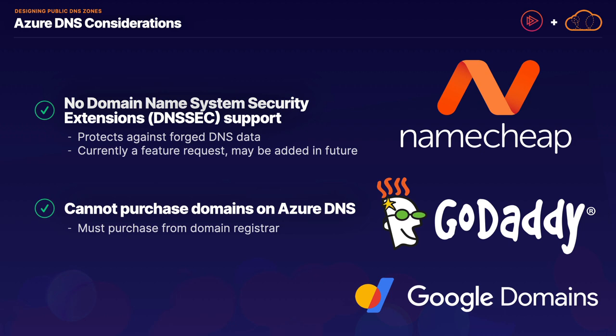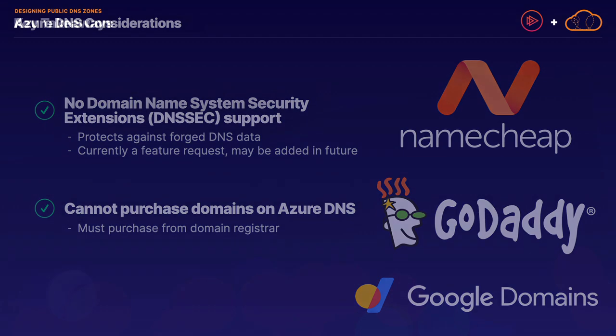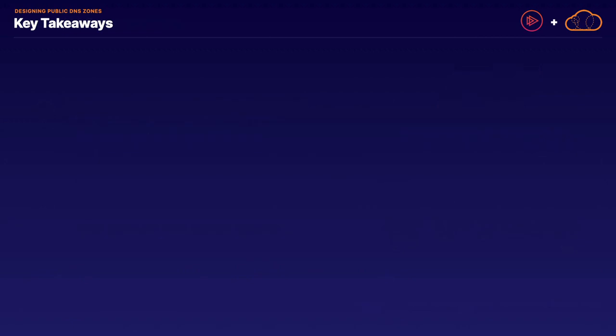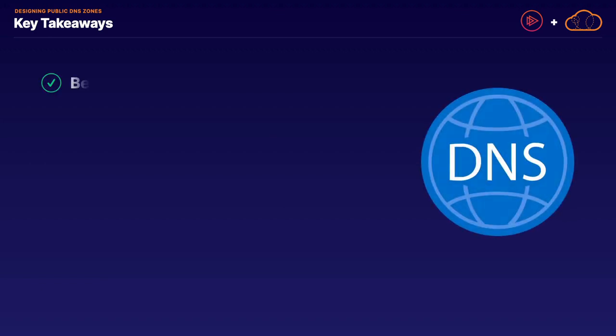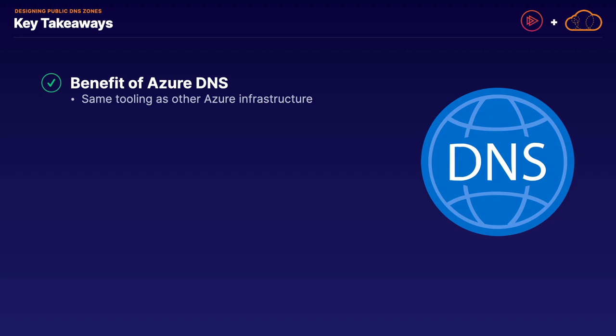With that, that's going to conclude our lesson on our conceptual overview of working with and designing Azure public DNS zones. Let's go ahead and cover our key takeaways before we move into a hands-on demonstration. We started by covering the overall benefits of using Azure DNS for DNS hosting, which comes down to using the same tools as the rest of your existing Azure infrastructure, which includes the ability to roll out Azure role-based access control to control access to your DNS records, and also to lock down those records with resource locks.